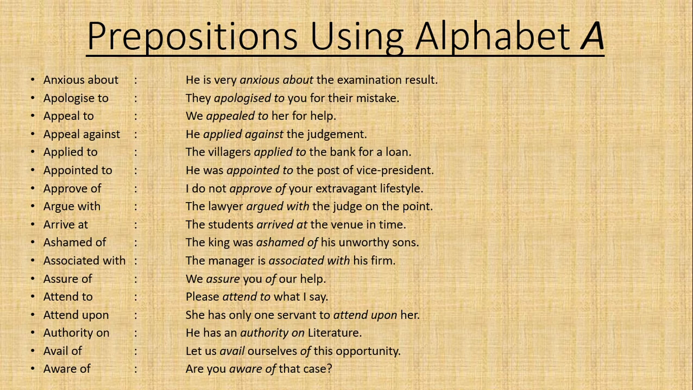Alright. Approve of. I do not approve of your extravagant lifestyle. So the relation between I and your lifestyle is approve of. Argue with. The lawyer argued with the judge on the point. So the relation between the lawyer and the judge is argued with preposition. Arrived at. The students arrived at the venue in time. Arrived at is the preposition showing the relation between students and venue.